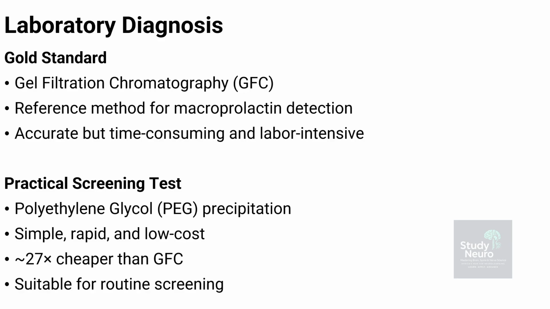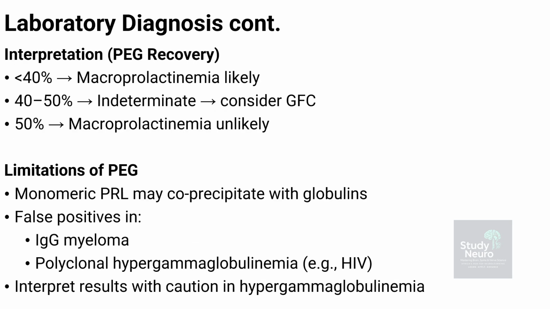In everyday practice, polyethylene glycol precipitation provides a simple, rapid, and low-cost screening approach. It is widely used and significantly cheaper than gel filtration chromatography, making it suitable for routine evaluation of unexplained hyperprolactinemia. After PEG treatment, the proportion of prolactin that remains in the supernatant reflects the amount of biologically active monomeric prolactin. A recovery of less than 40% strongly suggests macroprolactinemia.